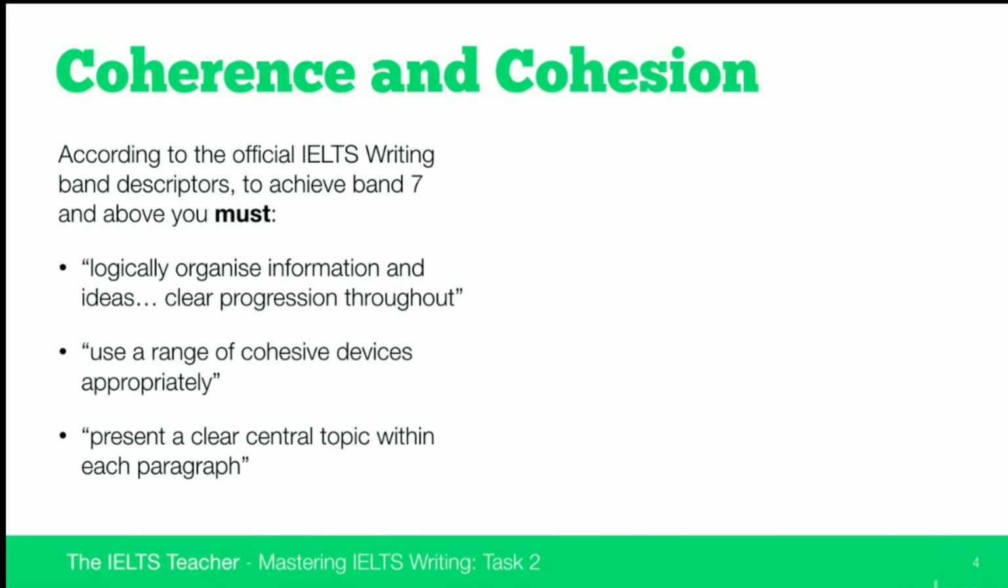How about coherence and cohesion? Again, band 7, you must logically organize information and ideas. There must be a clear progression throughout the response. You must use a range of cohesive devices appropriately and present a clear central topic within each paragraph.